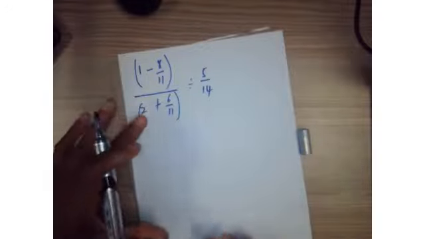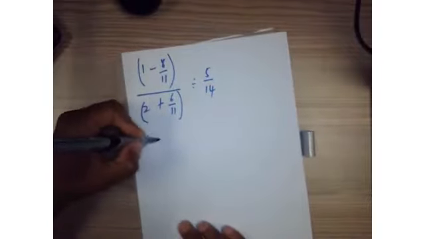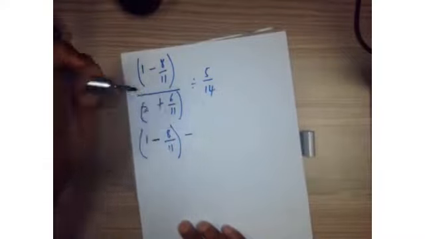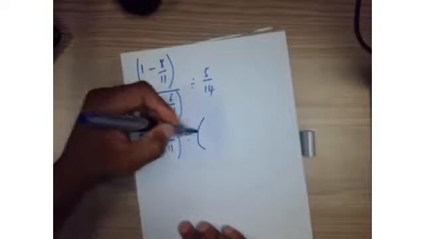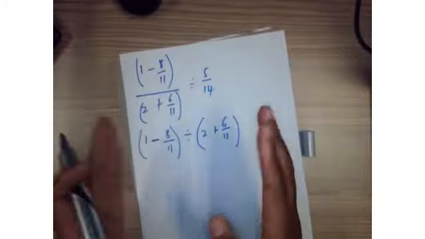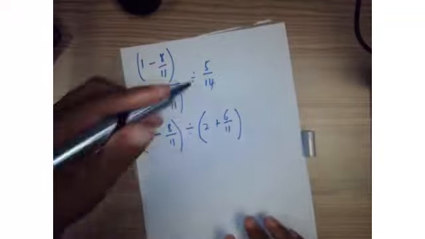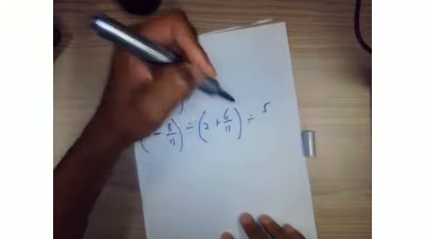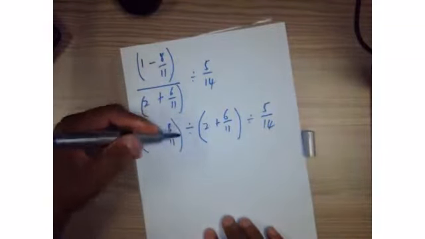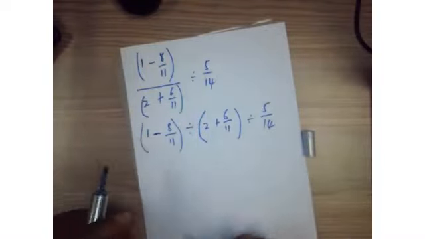So let's start off here. The all divide by, I'm going to go 1 minus 8/11, all divide by 2 plus 6/11. So that's these two, and then continuing, that 5 over 14. I'm sure you can see what I did here. I took this division line and put it there, right? So now I simplify what's in the brackets first, right?